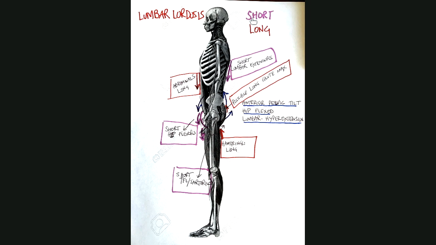So short is this color, muscles that are long are going to be this color, and we're going into an anterior pelvic tilt, which we're going in this direction here. So it just kind of shows you exactly what is going to be shortened.